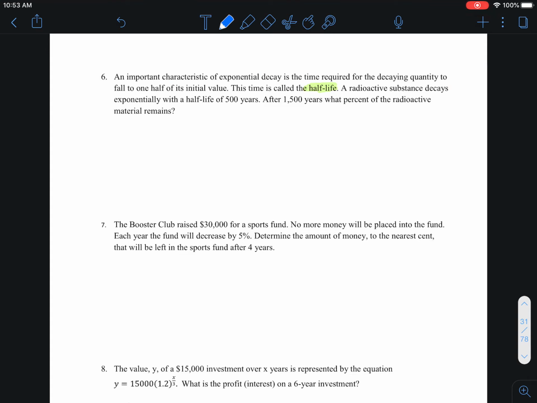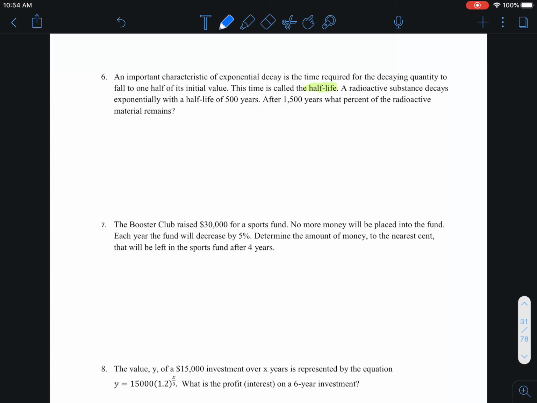So think of it in a simpler example. In every day, you have 10 pieces of chocolate. How long does it take for you to only have 5 pieces? What is the half-life? How long does it take for you to eat half of your stash of chocolate? So this is the half-life. When it comes to radioactive substances, the half-life is very important.